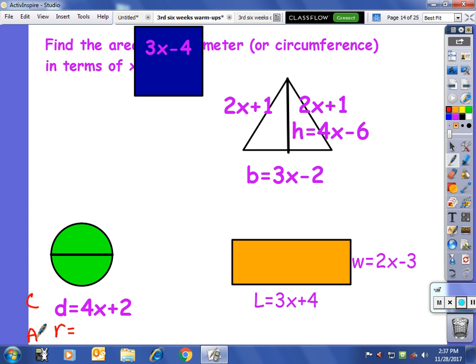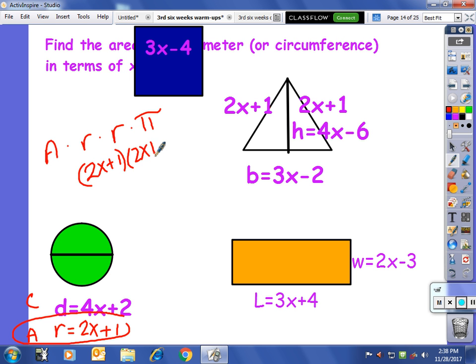For radius, I'm going to take the diameter and divide it by 2. It's half of the diameter. So the radius here would be 2x plus 1. Now I'm ready to find my area. I'm going to do radius times radius times pi. So I've got to do 2x plus 1 times 2x plus 1.